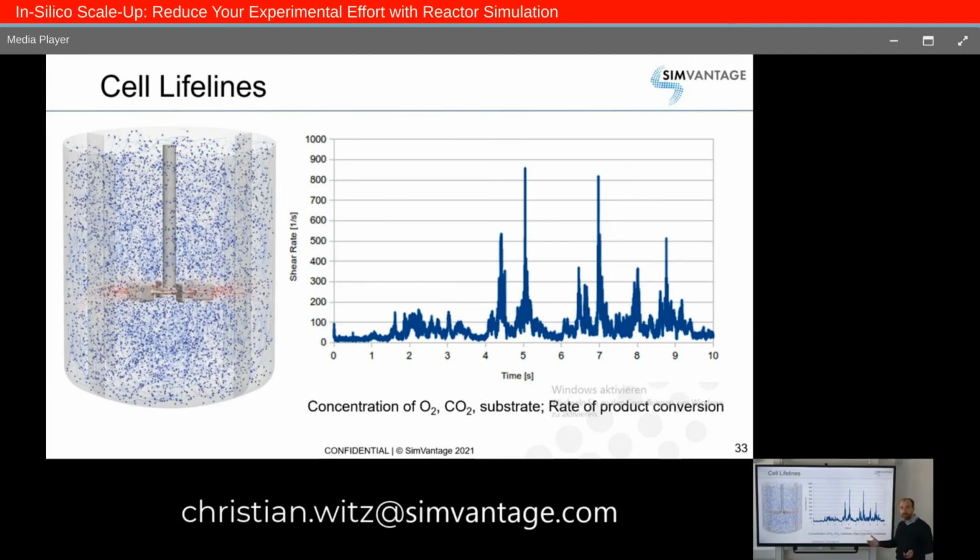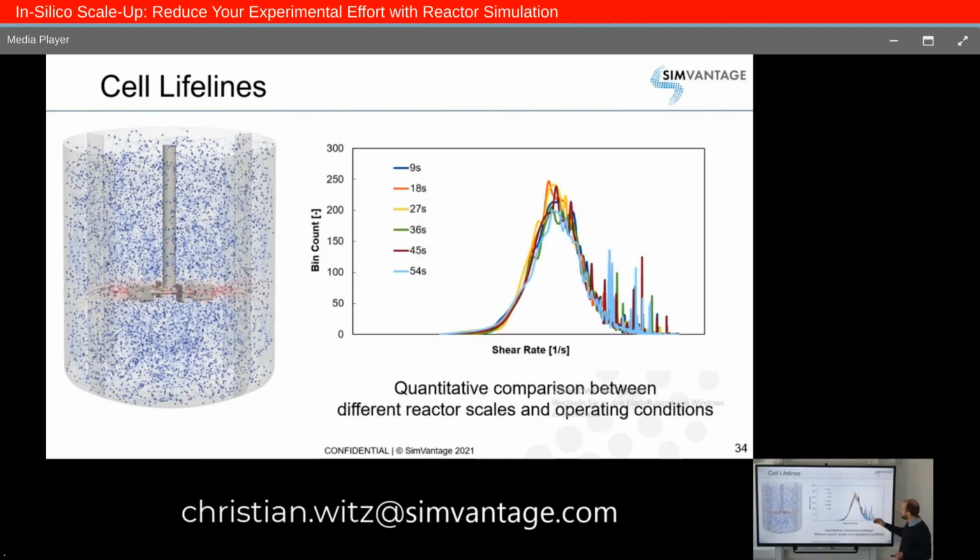But even more interesting than this time series of one cell is that we are looking at all the cells. We're asking all the cells to give us their current, for example, shear rate for specific times. And this now leads to these histograms where we have the shear rate on the x-axis. This is a very low shear rate here and a very high shear rate here. We are asking every one of these cells to give us their shear rate, and if one cell tells us a specific shear rate, the shear rate gets increased by one bin count.